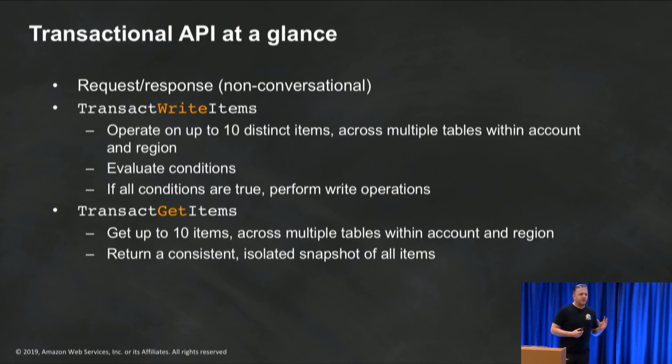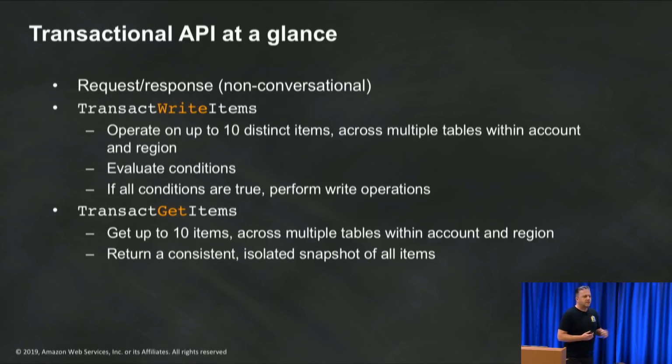The transactional API is request response. It's a non-conversational API. There is no begin-end transaction. You simply create a transactional request to either write or get items out of DynamoDB. Now, these requests can be customized with appropriate conditions that you want the state of the database to meet before you transition to a new state transactionally. Right? So the transactional API for writing includes an API for condition checks, and that's actually new.